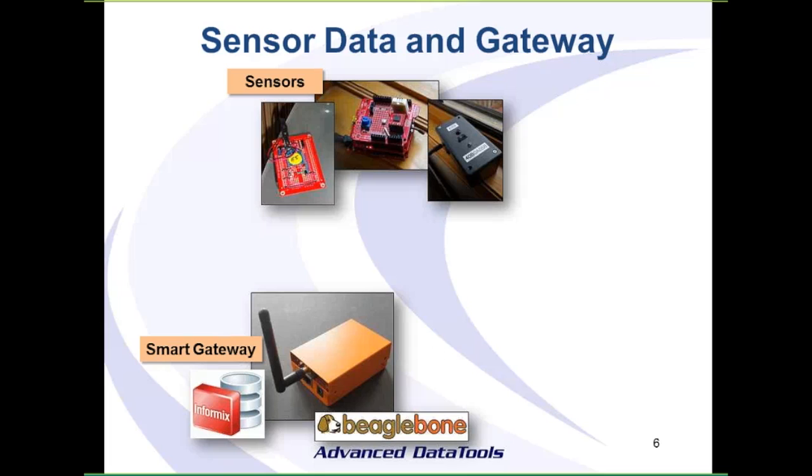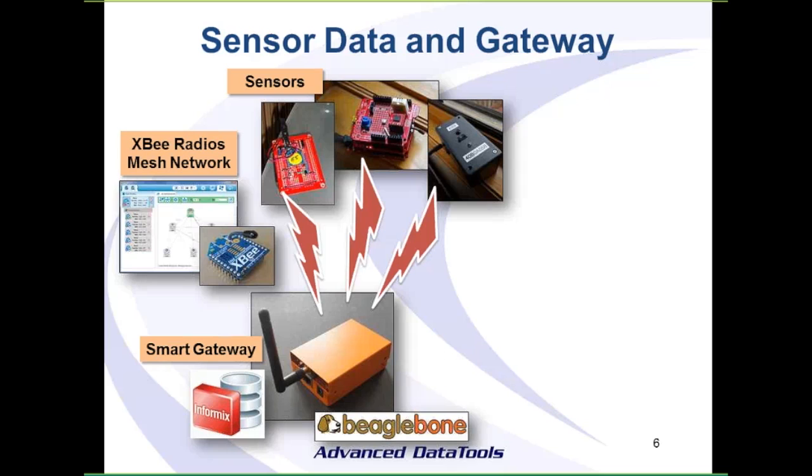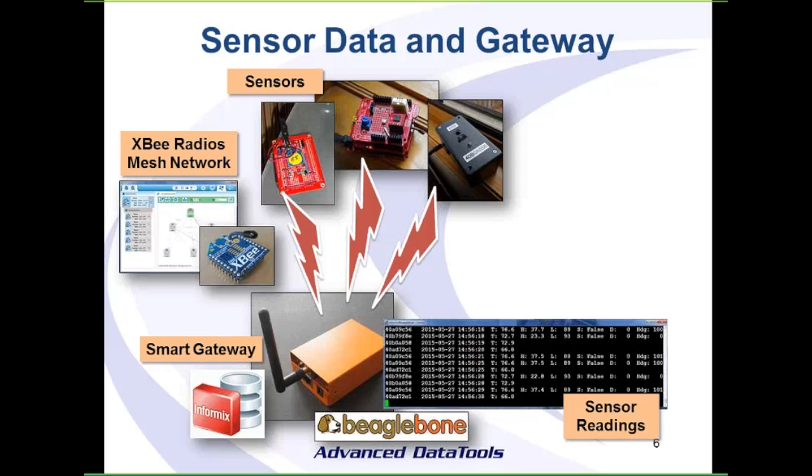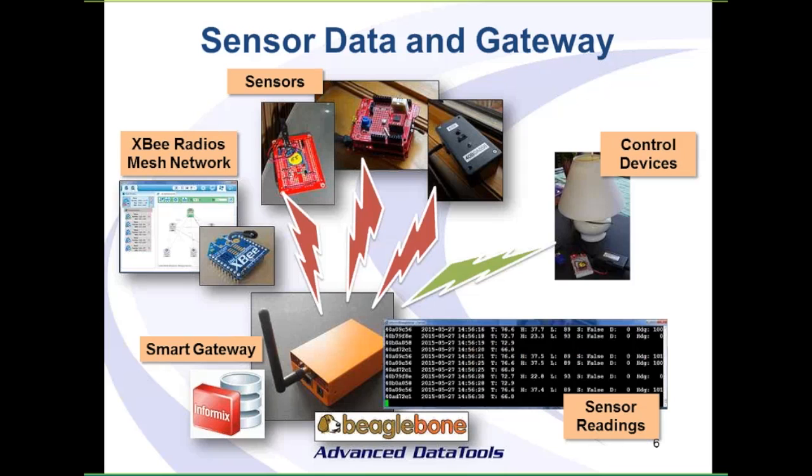And I ran Informix on it, the Informix database, a full-blown database. And I transmitted the data from the sensors to the gateway over a radio network. In my example, I used XBees, little XBee radios using the Zigbee protocol. So all that data was coming into our gateway, and that data was displayed on the screen. And we could also make decisions on our gateway, like controlling devices. And in the example, I turned on the light.